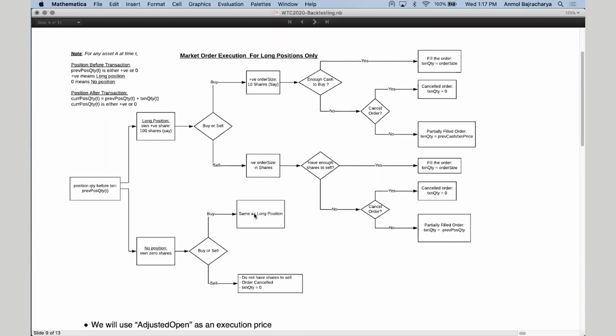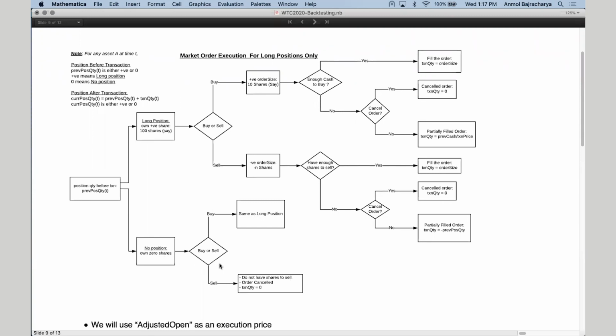And for selling, it is going to check if you have enough shares to sell. If you do have enough shares, the order is going to be executed. If you do not have enough shares, the order is either going to be canceled or partially filled. Partially filled here means, let's say the order is to sell 10 stocks and you only have 5, then you will be selling just 5 instead of 10. That's how it's going to work.